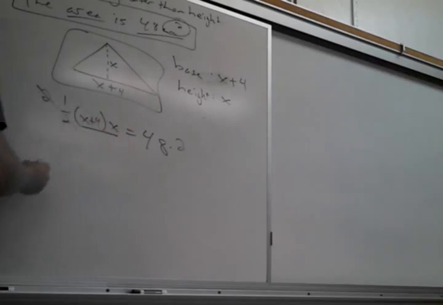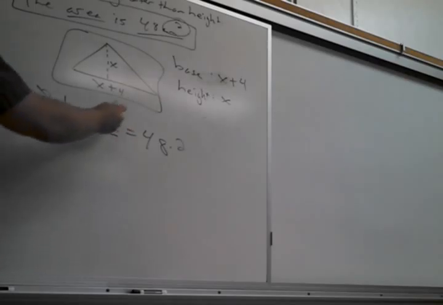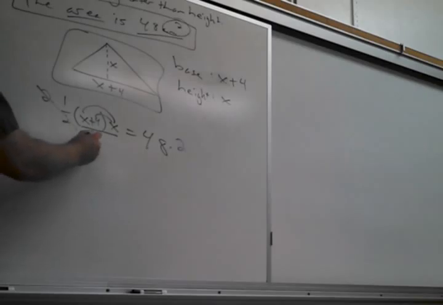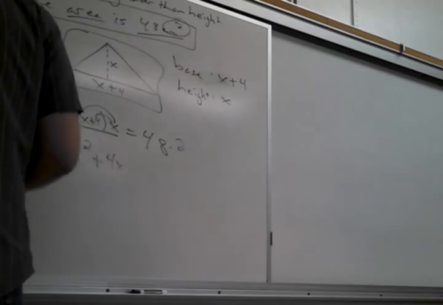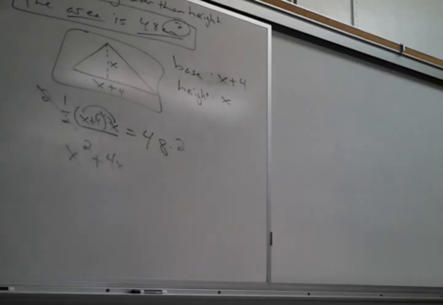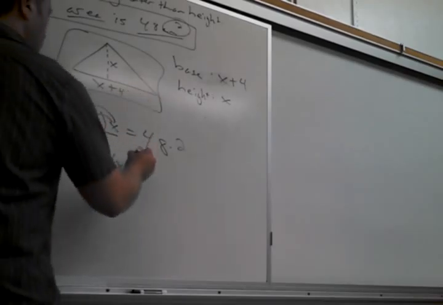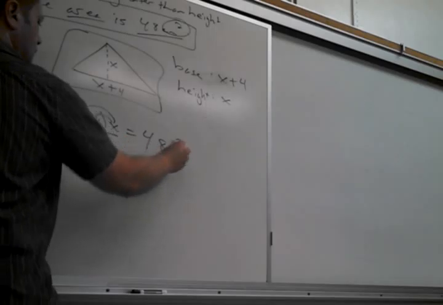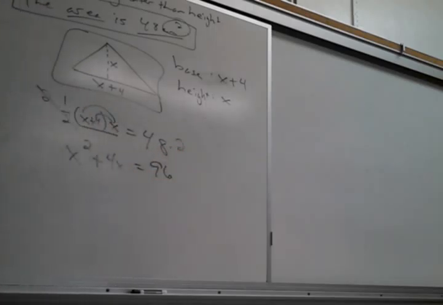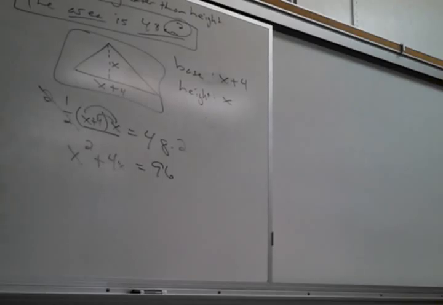So what can I do here? Good. X squared plus 4x equals, what's this? 96. Good. Now, what method do I have to use to solve this? We actually focused on this kind of thing last time. Yeah, exactly. What part of this tells me I've got a factor?